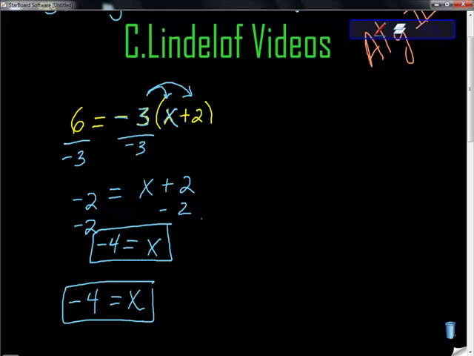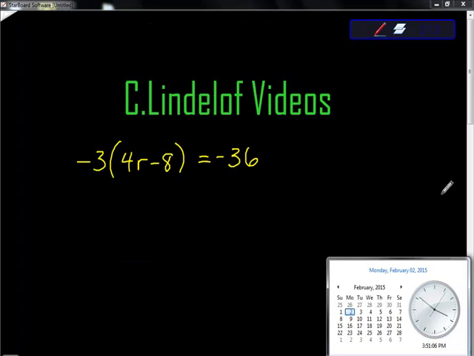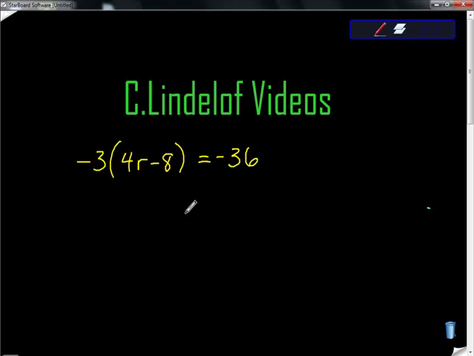Same answer, different way. It's not always the best way to do it, but occasionally you can get away with one there, so something to think about. You could do exactly the same thing here. Let's try it this way first. We could divide by -3.